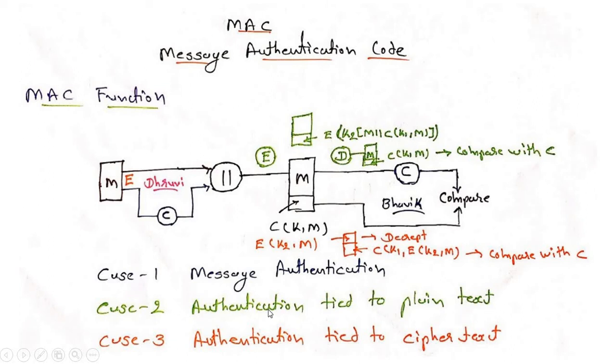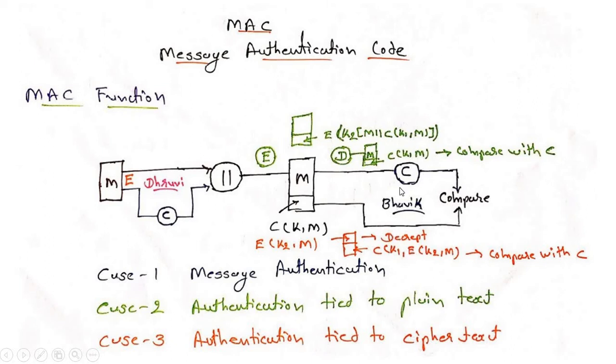So that is for the plain text. Another case we will use for the ciphertext. So in place of the second case you are getting in the green font, here we are discussing case number 3 with the orange font. What Dhruvi is going to modify here: in place of making encryption at last, Dhruvi is making encryption at an earlier stage on the original message. First Dhruvi encrypts the original message, then she applies the secret key. So the sequence of encryption is changed here. This case is known as authentication tied to ciphertext.